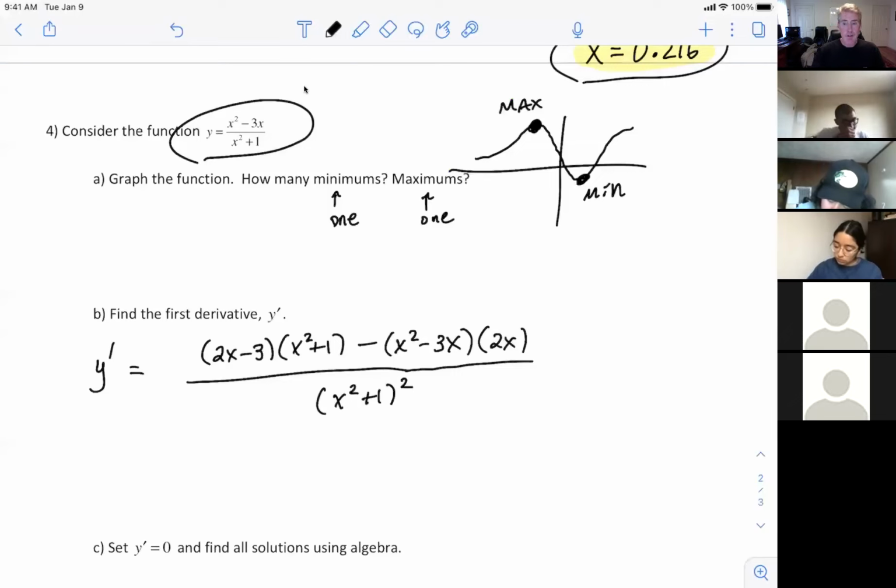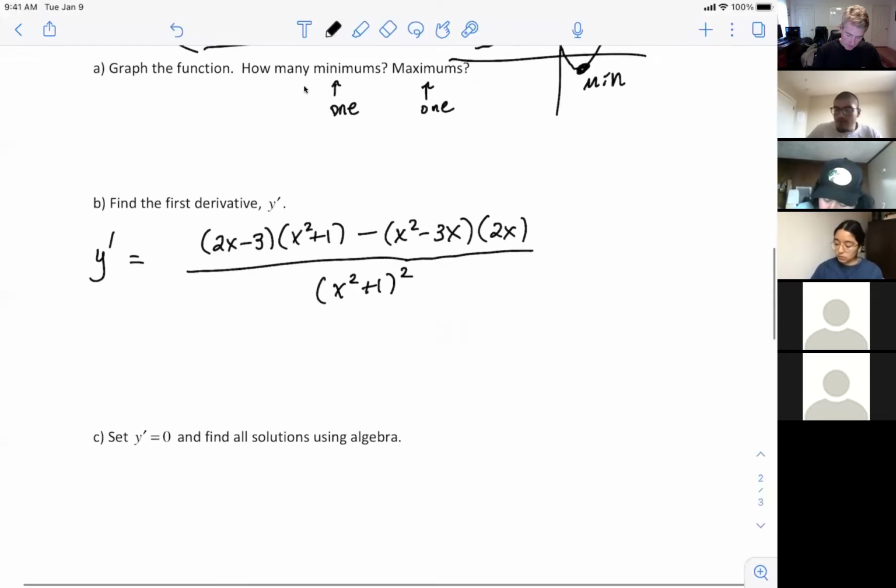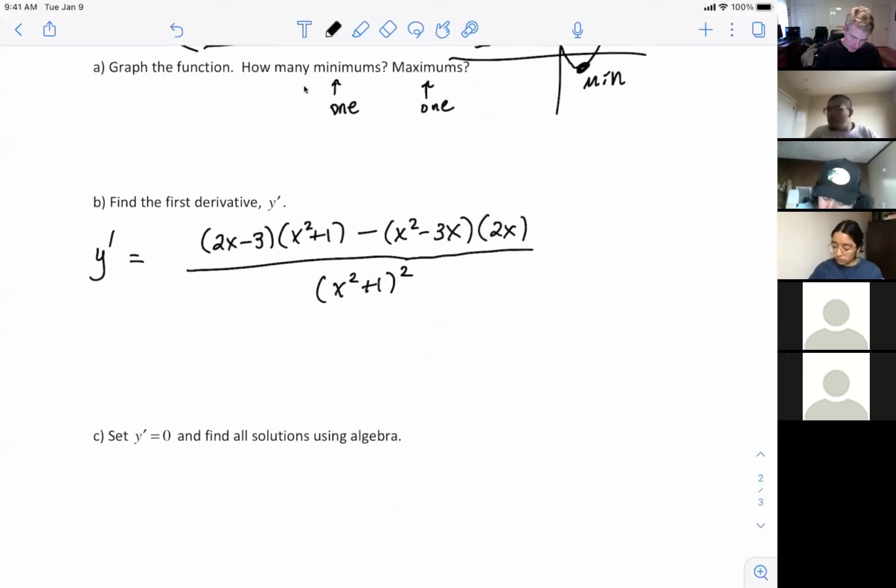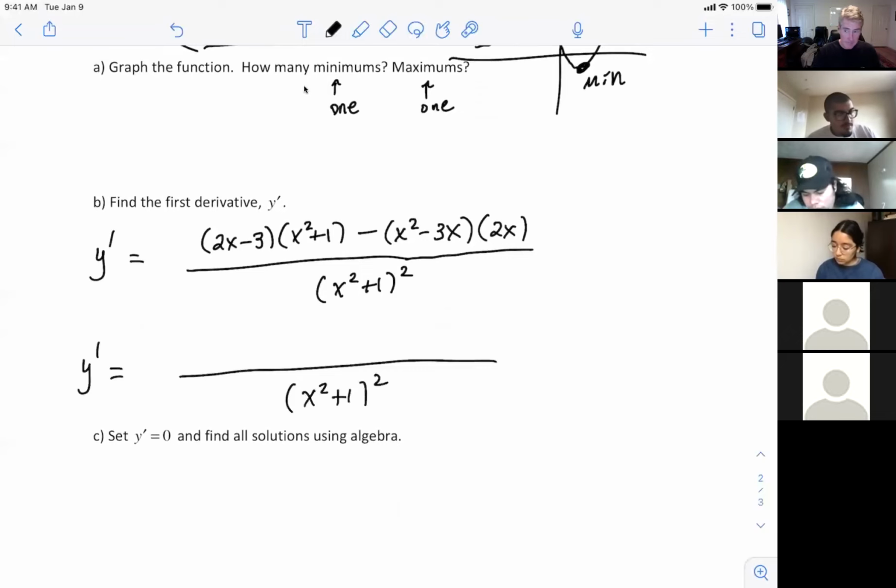Now for the top part, I do need to multiply it out because there are going to be like terms that I have to combine. But for the bottom, there's no reason to multiply it out. Just leave it like that.